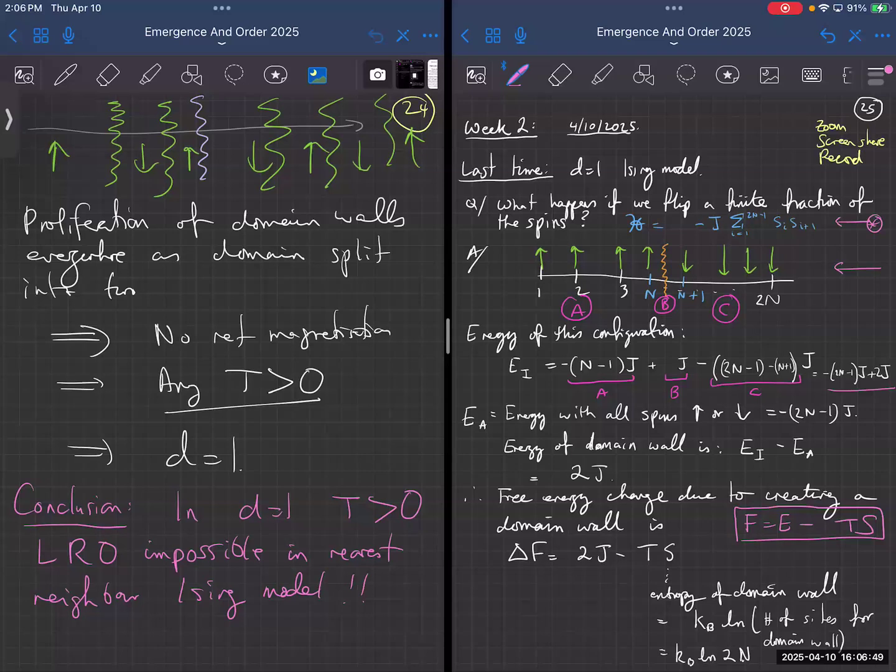So we now have to figure out what is the entropy of the system. And the entropy of the system with a domain wall is simply equal to the logarithm of the number of places where you can put the domain wall in the system. And that number is 2n. They can go in any one of these sites. So the entropy is k_B log of 2n.